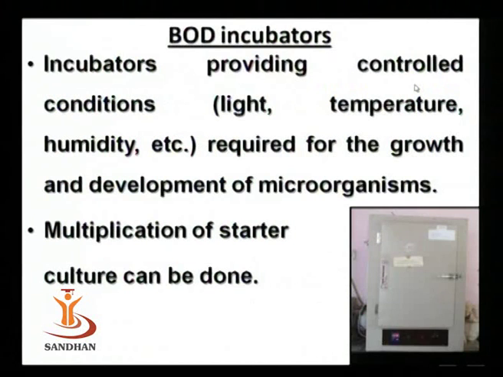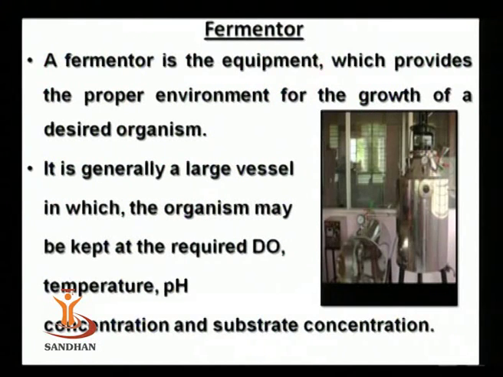Now the next one is the BOD incubator. Whenever we want controlled growth of a specific group of microorganisms, at that time we have to incubate them in a specific incubator which will provide a specific amount of light, temperature and humidity, and it will increase multiplication of our starter culture. So within a short period of time we'll get very high growth of microorganisms. Next one is the fermenter. The fermenter is the equipment which provides a proper environment for growth of the desired microorganism.